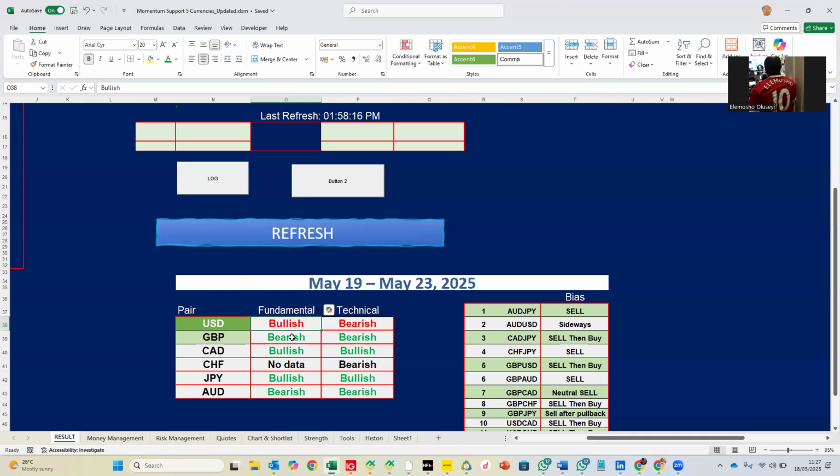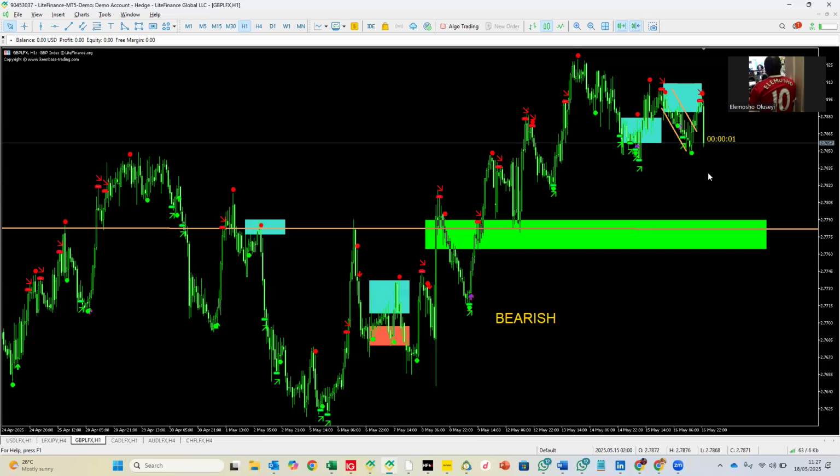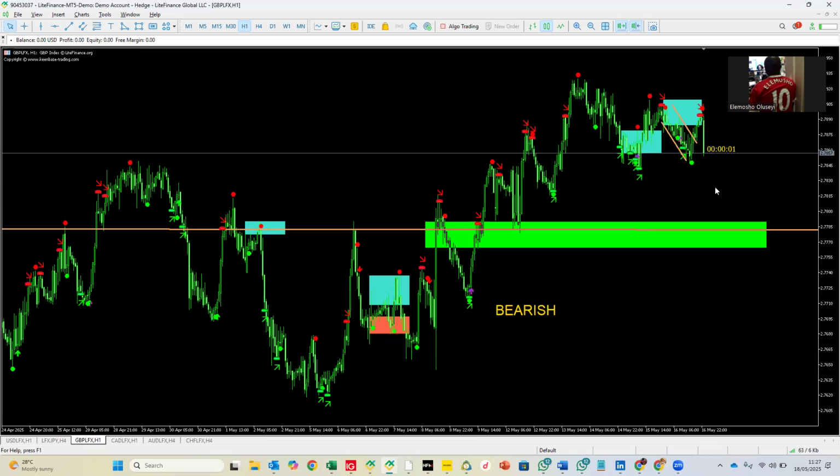For pounds, we're expecting it to be bearish from the technical side, and from the fundamental side also, bearish. If we go to the pounds, you will see that currently we have what looks like a sell structure right there, where price may most likely get to this point. So both fundamental and technical are aligning bearish for the GBP pounds for this week.